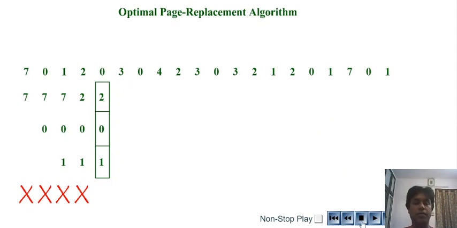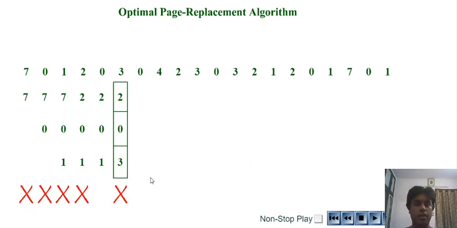Okay, so now we are going to replace it with 1. So now 1 is replaced with 3 and it is a page fault. After this there is a requirement of 0, but 0 is already there in my main memory in one of the frames, so it's a clear indication of a page hit.